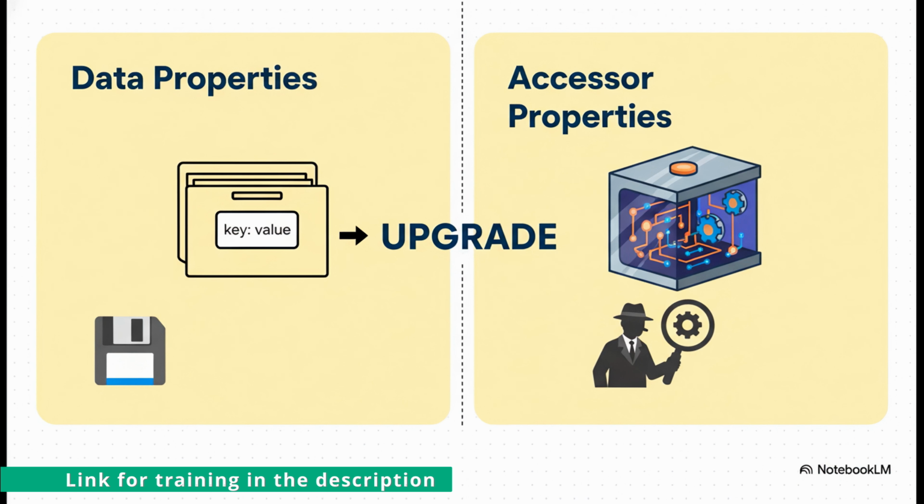So when you get right down to it, JavaScript really has two main types of properties. We all know data properties, right? That's the classic key value pair we use every day. But the real power, the upgrade, lies in accessor properties. You can think of them like these little secret agents hiding inside your objects, ready to spring into action.